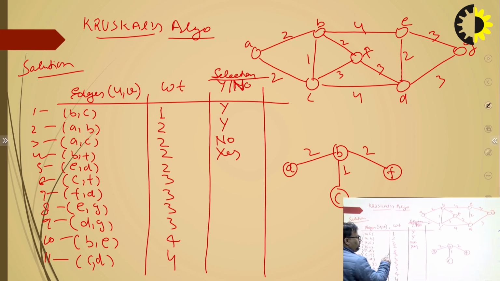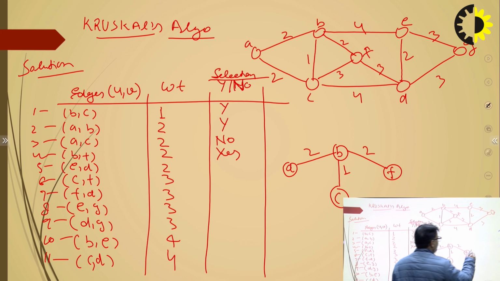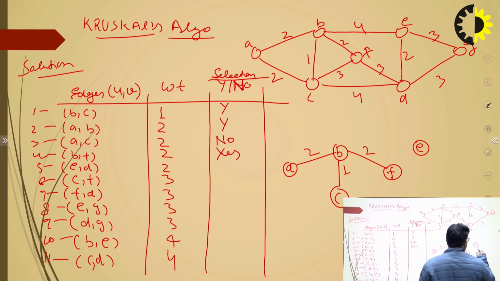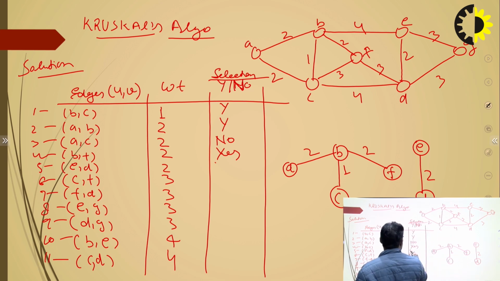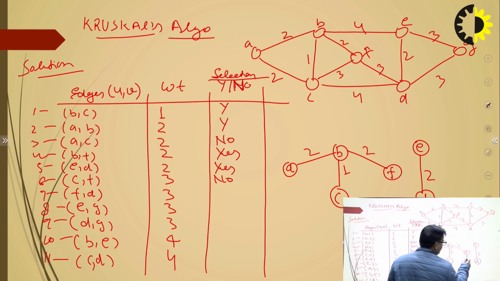Then E comma D has value 2, yes. C comma F: if we consider C comma F, it will create a circuit, so we do not consider it, no. Then F comma D has value 3, yes.